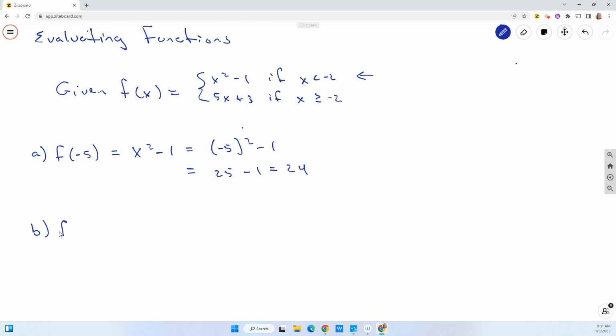If I get f of negative 2, we are going to use the one that says x greater than or equal to negative 2, right? Because negative 2 is definitely equal to negative 2.